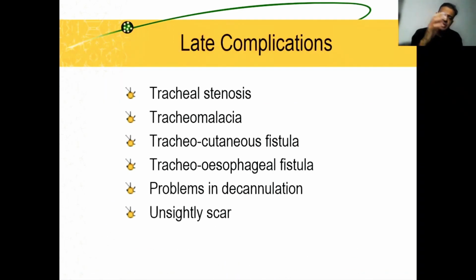Late complications can occur in a patient with a long-term tracheostomy. He may go into tracheal stenosis. The tracheal cartilages may become weak, and he can go into tracheomalacia. There can be a tracheocutaneous fistula, where even after removal of the tracheostomy tube, the opening on the skin remains. There can be a tracheoesophageal fistula, which can be a complication if the Portex tube is used for long, and the pressure on the tracheal wall can lead to tracheoesophageal fistulas. A person might get dependent on tracheostomy and there can be problems of decannulation. Sometimes the patient might develop keloid, hypertrophic scar or unsightly scar on the neck. So these can be late complications.